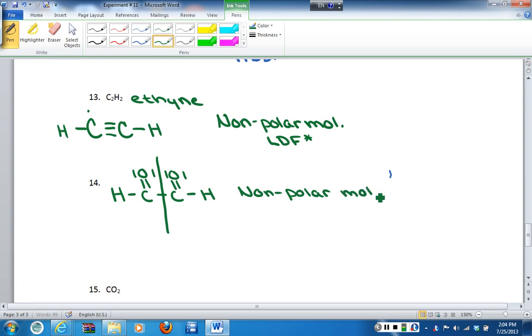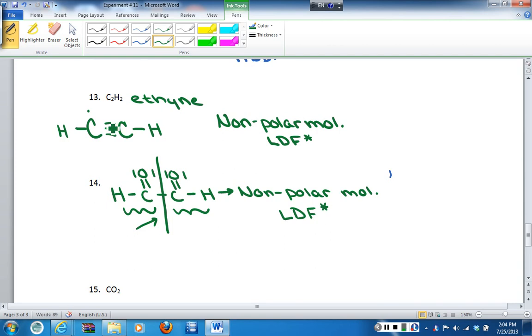Now, this is something that you will get into a lot when you get into organic chemistry. But for now, you see that you have this plane of symmetry where this side of the molecule is exactly the same as this side of the molecule. When that happens, you end up with a non-polar molecule. Therefore, in terms of intermolecular forces, you have London dispersion forces, which are the strongest.